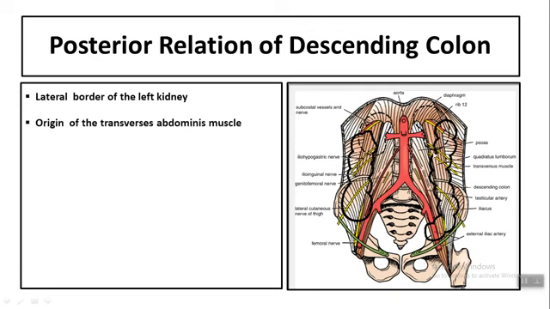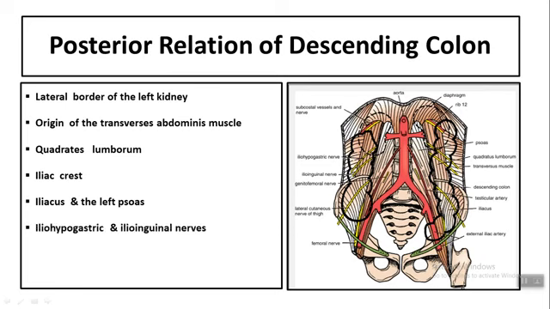The origin of the transversus abdominis muscle, the quadratus lumborum muscle, the iliac crest, iliacus and left psoas muscle, iliohypogastric, ilioinguinal nerves, lateral cutaneous nerve of the thigh and the femoral nerve. All these structures are the posterior relations of the descending colon.